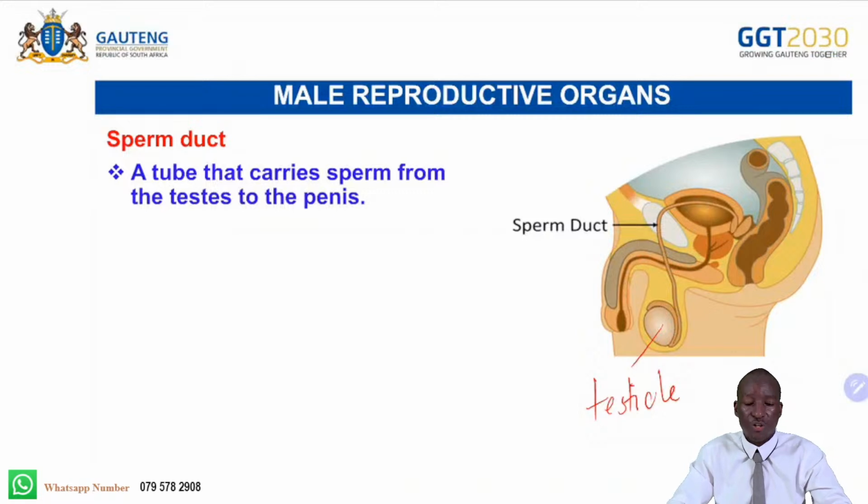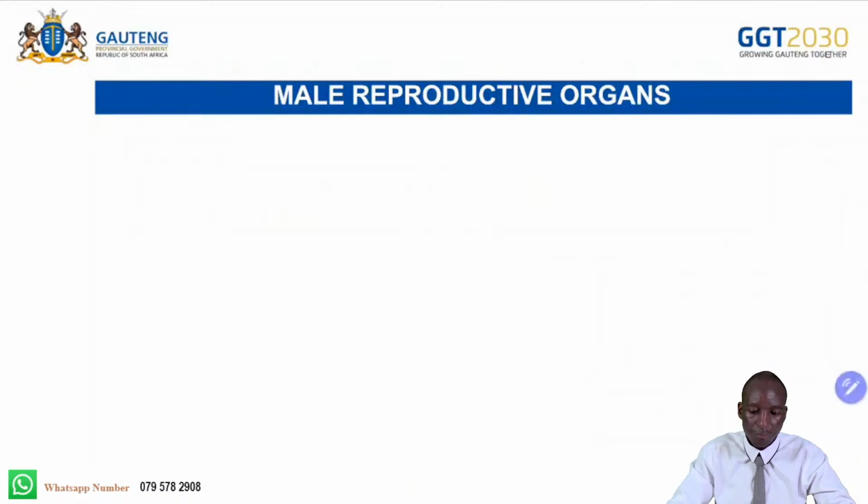So that's the function of the sperm duct. It is very, very important there. As you can see, it plays a crucial role in making sure that the sperm is passed from the testicle to the penis. Okay. Next one, we're going to look at the testis itself.